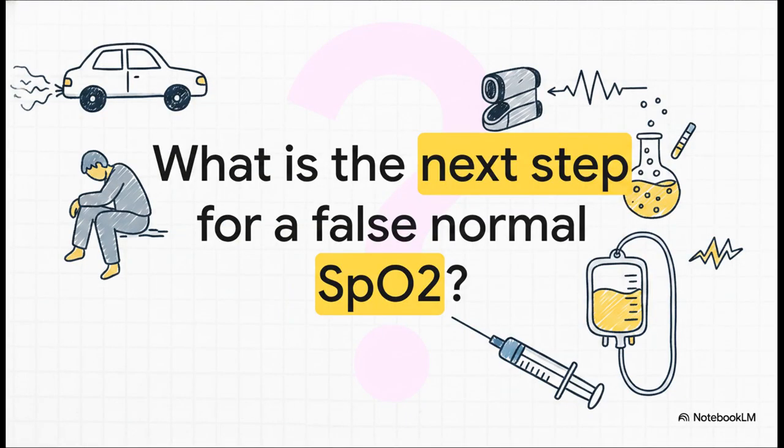All right, puzzle number 2. A 24-year-old female is found unresponsive in a closed garage with a car running. EMS slaps a standard pulse oximeter on her, and it reads a totally reassuring 99%. But her arterial blood gas comes back showing severe metabolic acidosis. So what's going on, and what is your absolute next step?